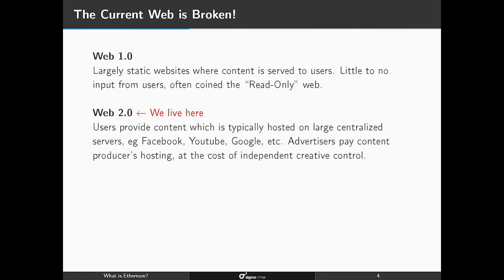Your attention is valuable. You should be getting paid. The person that creates the content should also be getting paid. So that is another argument to why I think Web 2.0 is broken and we need to change it.